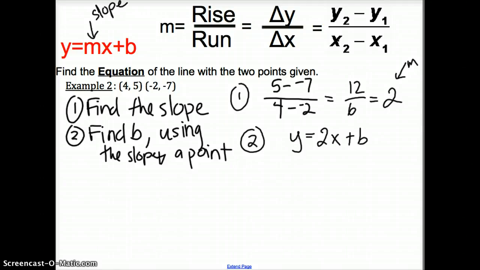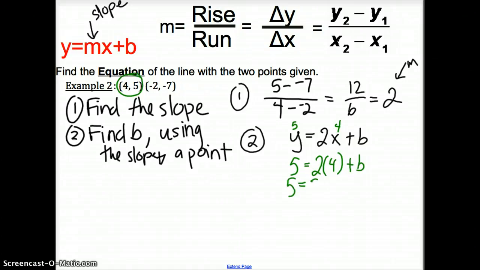So now I need to figure out what b is. So now I'm going to plug in a point. Let's see. I'm just going to pick the one with the positives, because I think it will be easier to calculate. And I'm going to plug in 4 for x, and I'm going to plug in 5 for y. 5 equals 2 times 4 plus b. And I'm going to figure out what b has to be to make this work.